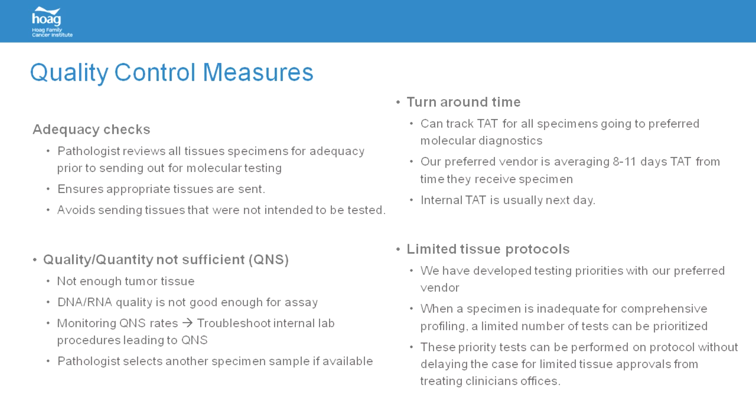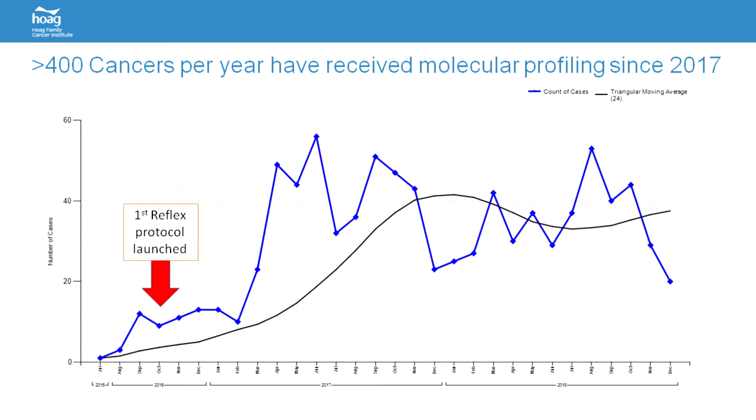We can also do what are called limited tissue protocols. Because we're working with one lab, we've set a priority list. When there isn't enough DNA to do these huge next-generation sequencing panels, we can have a set protocol for a priority of tests that can be done with that limited amount of tissue. In the traditional case, that laboratory would have to send a request and somebody would have to sign off and tell them what to do. So we're taking care of a lot of these little issues here.